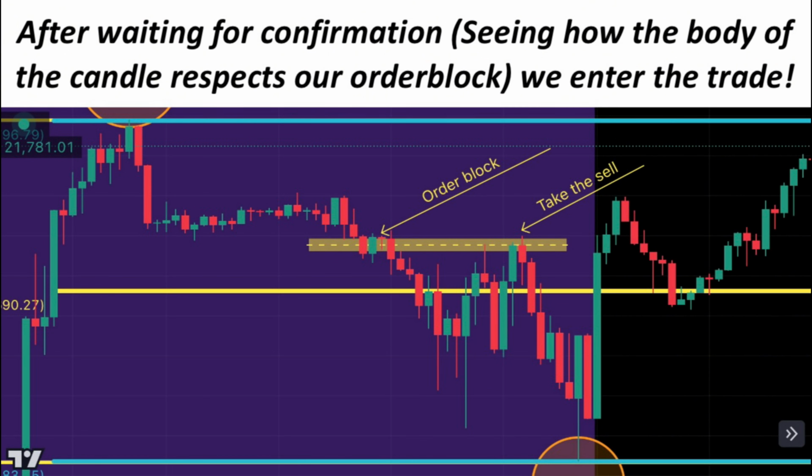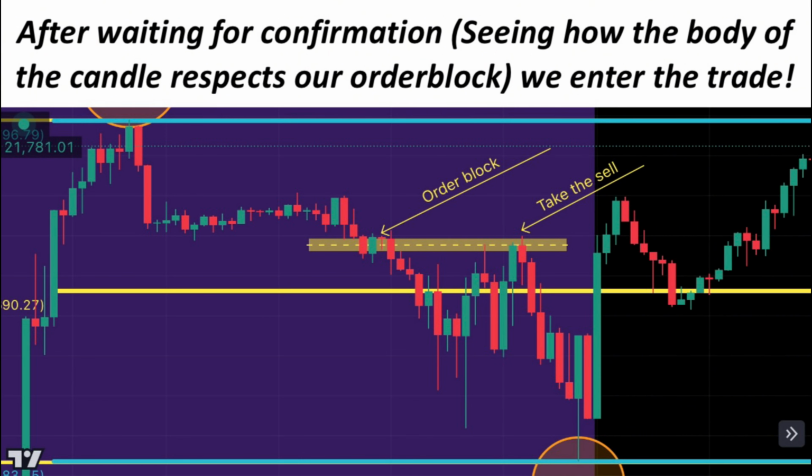After waiting for confirmation, seeing how the body closes at that order block, and seeing if the body respects the midpoint of the order block, we then will take the trade. We're going to put our stop loss about 10 points above the wick, the highest wick of the order block. That is normally how I place my stop loss when I'm trading order blocks. And then I just take the trade.